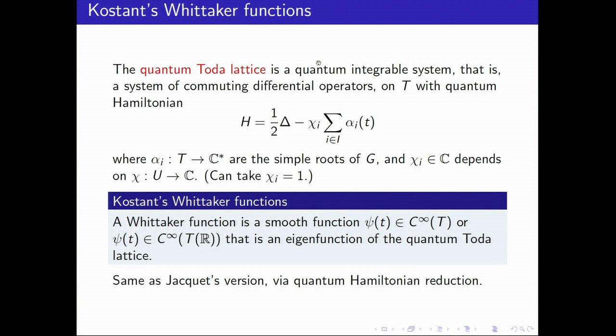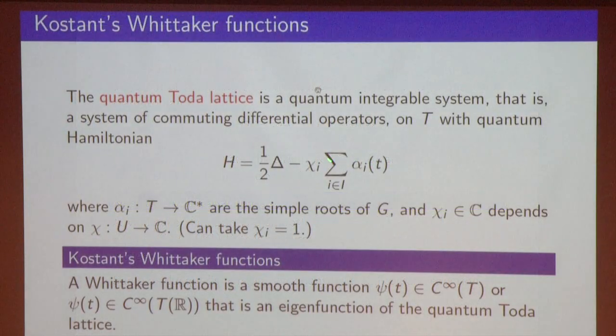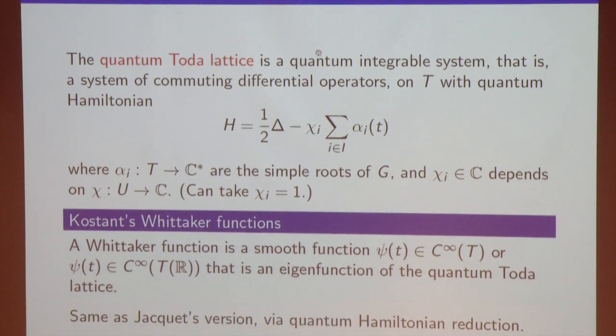but we can forget the chi i's, you can think of them as one, and then times this summation, and this function is some particular functions on the torus called simple roots acting by multiplication. So this is the first differential operator in a large system of commuting differential operators. And it's basically, roughly speaking, related to Jacquet's version via a process called quantum Hamiltonian reduction.